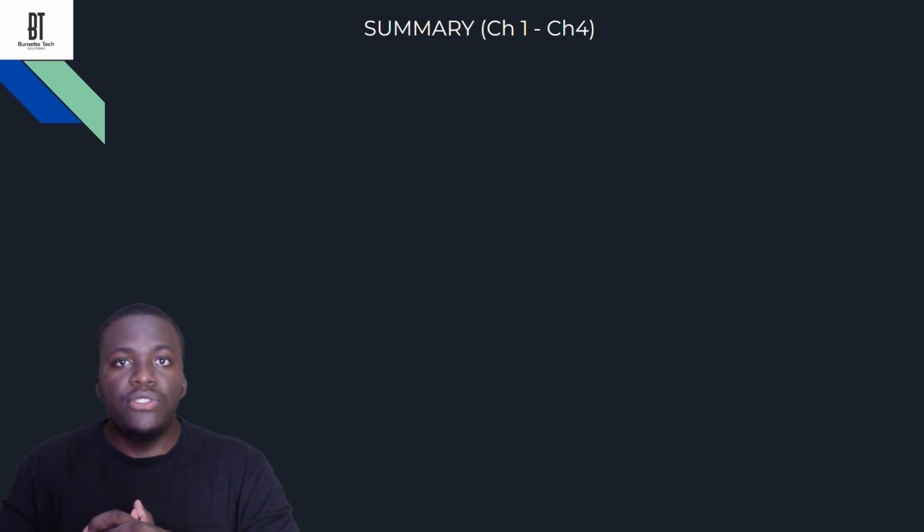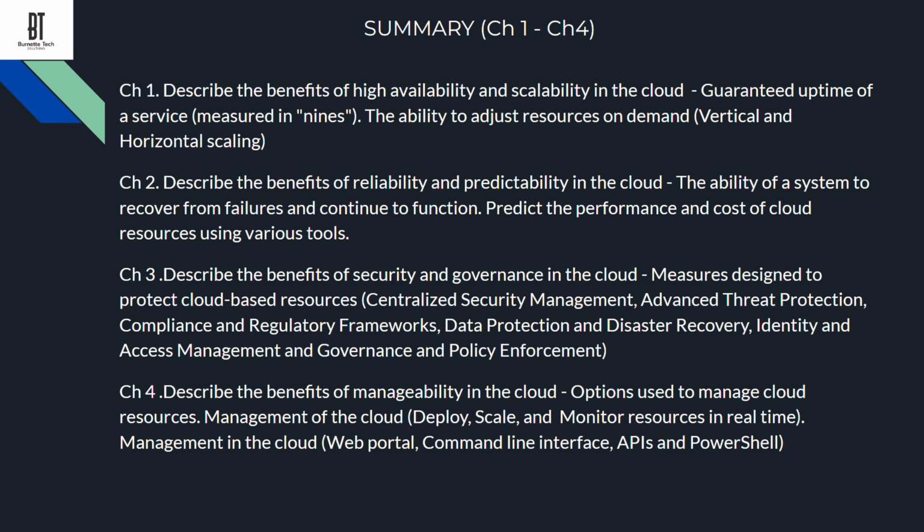To summarize this module, let's look at each chapter in turn. In chapter 1, we looked at describing the benefits of high availability and scalability in the cloud, and we said that that is the guaranteed uptime of a service measured in nines, the ability to adjust resources on demand, and we looked at vertical and horizontal scaling. In chapter 2, we looked at the benefits of reliability and predictability in the cloud, and we said that that's the ability of a system to recover from failures and continue to function. And we said that we can predict the performance and cost of cloud resources using various tools.